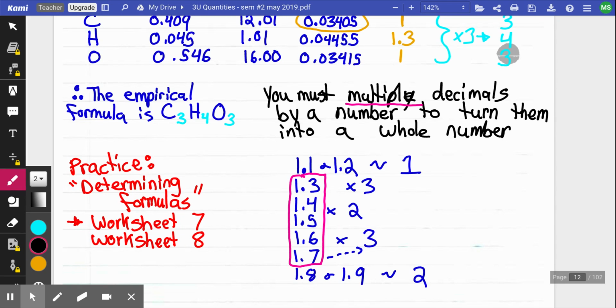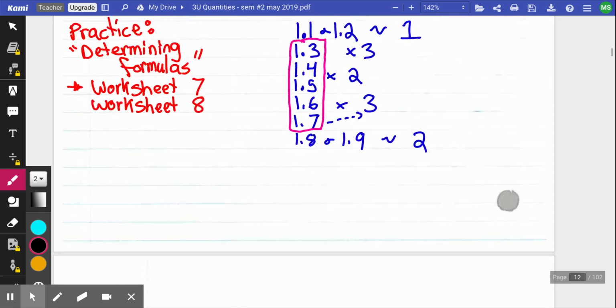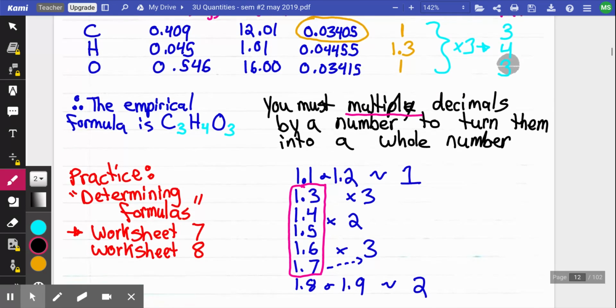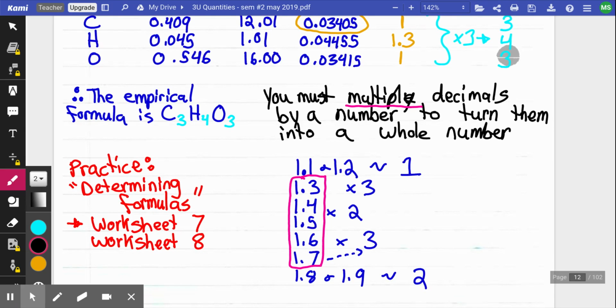If we wanted to continue this example and solve for the molecular formula, we could just go through the steps that we've already learned using our molar mass. But we will save that for later. We will do one of these in class together, and you will have a check-in or a quiz on it as well. So go to our class website, and under determining formulas, there's worksheet 7 and worksheet 8 for you to work on to practice determining our formulas.